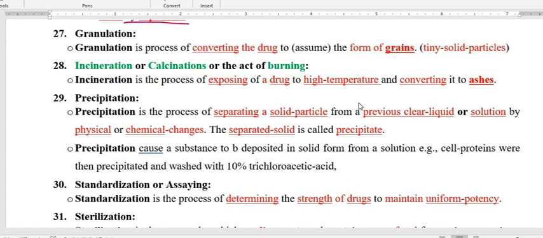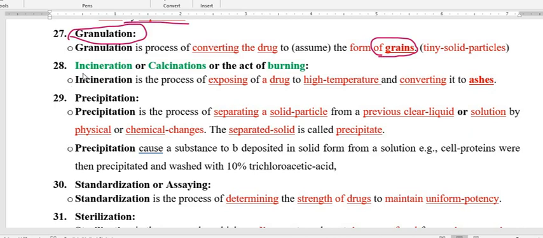So expression is the process of separating liquid from the solid by applying pressure, like plant oils that are obtained from seeds by expression. Next term is granulation. The process of converting a drug into granules or grain form is called granulation.